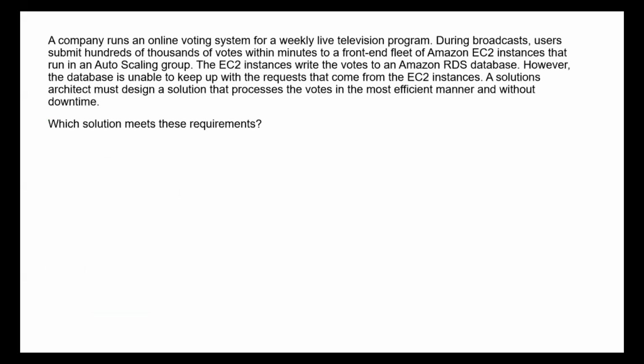Okay, let's go to the next question. A company runs an online voting system for a television program. During broadcast, users submit hundreds of thousands of votes within minutes to the front-end fleet of EC2 instances in an auto-scaling group. The instances write the votes to the RDS database, right? So the votes are being written into the RDS database. However, the database is unable to keep up with the requests coming from the EC2 instances. The architect must design a solution that processes the votes in the most efficient manner and without downtime. Which solution will meet this requirement?